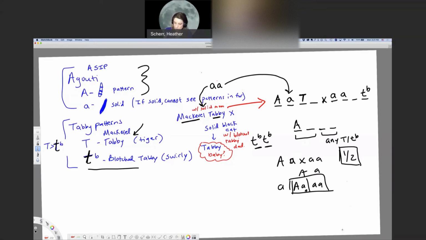Now, what else would I have to tell you? What if I told you that I added those 2 pieces of information now? So now you know that the mom cat for the solid black cat was also blotched. And you know these 2 have already had a litter that had a blotched tabby baby in it.